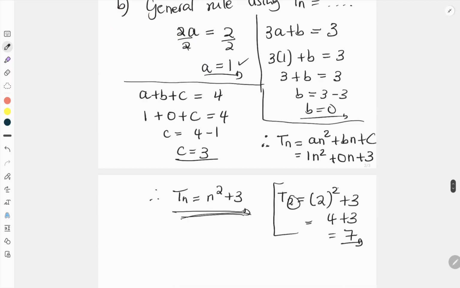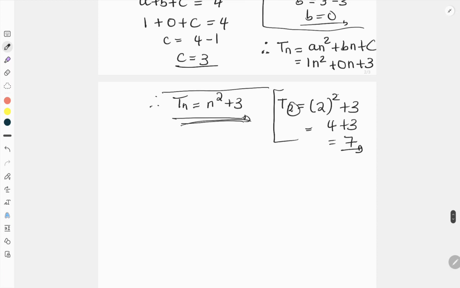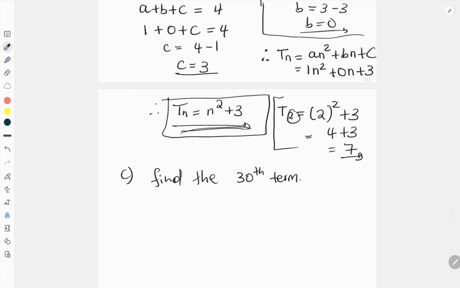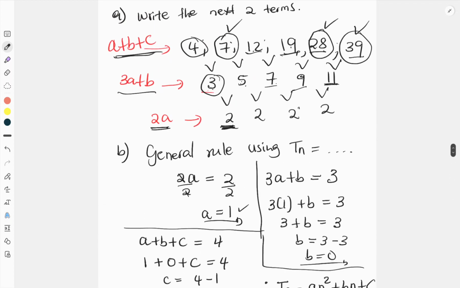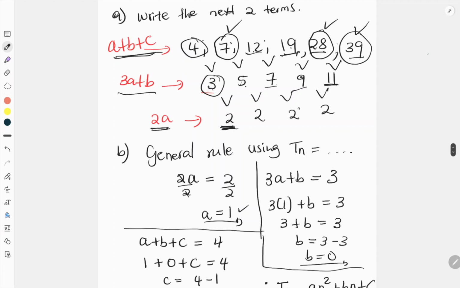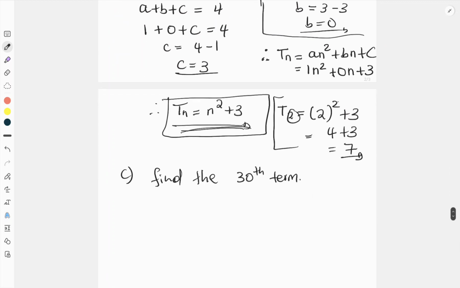Then lastly, they can just ask you to use this general rule. It will help you to find any term of the pattern. They can say to you, find the 30th term. It will help you to find the term that you won't be able to find while extending this. You can't just keep on going to the 30th term. It will take you long.